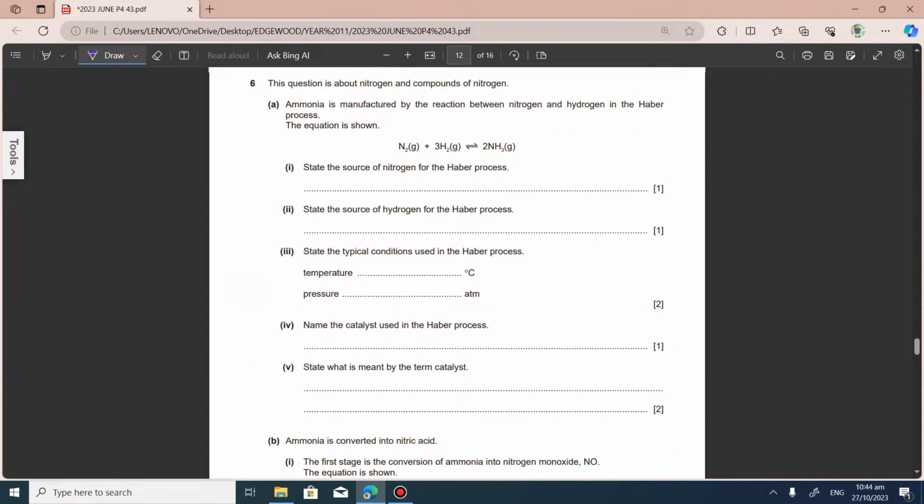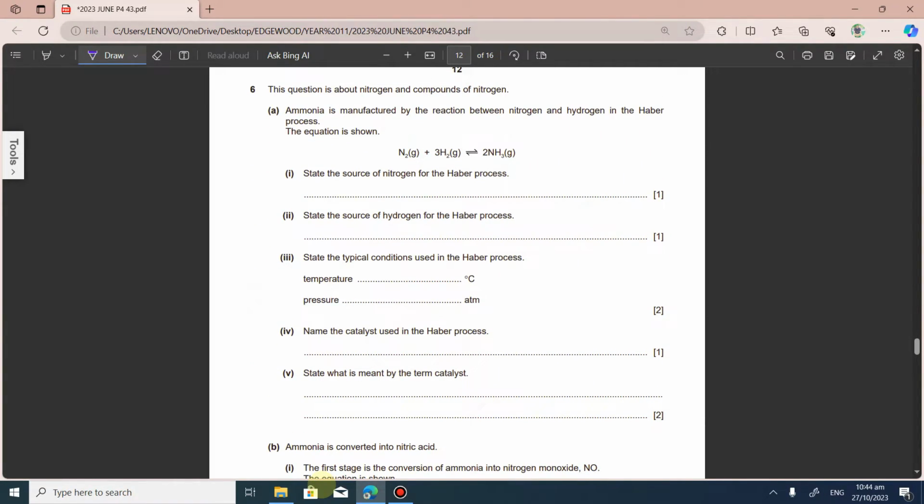Okay, so that's for that. Now let's go to question 6. After question 6, we have question 7, and then that's all for this paper. So question 6 is about nitrogen and compounds of nitrogen. Ammonia is manufactured by reaction between nitrogen and hydrogen in the Haber process. And this is the equation of the Haber process reaction.